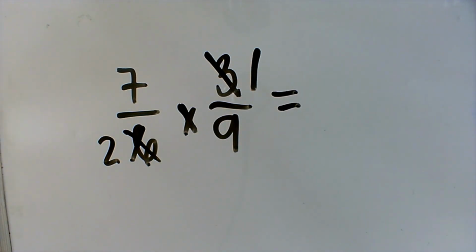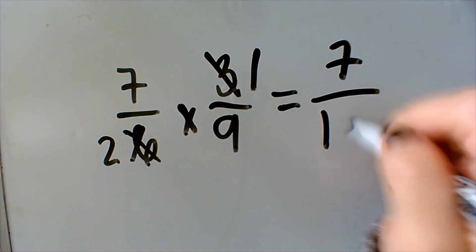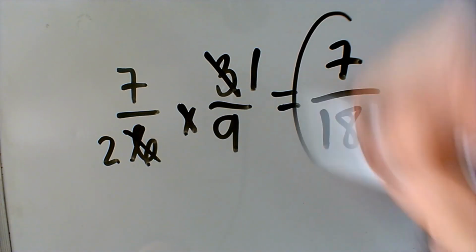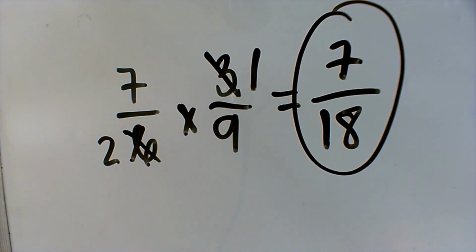Now I can go ahead and multiply straight across. 7 times 1 gives me 7, and 2 times 9 gives me 18. This is simplified all the way. There's no other numbers I can divide by to simplify 7/18 anymore.